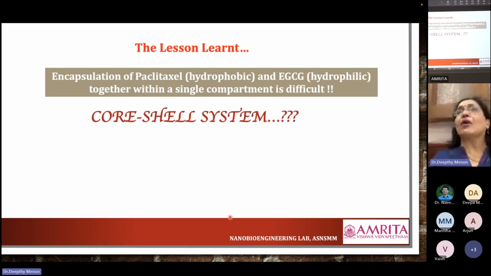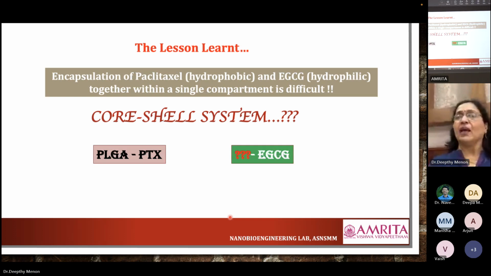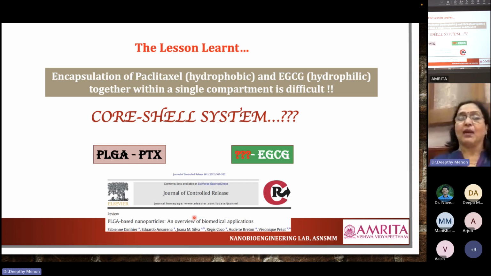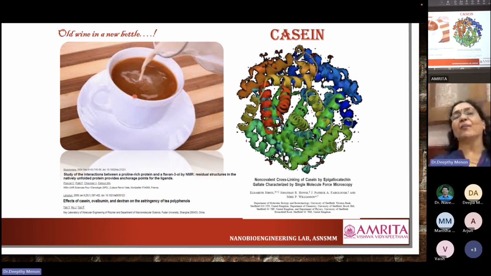So that made us think about a core-shell system. Put one drug in one compartment, put another drug in another compartment. I already know, I have used PLGA extensively to encapsulate paclitaxel because both are hydrophobic. Now, I have green tea. What do I use as a carrier for green tea? That brought us to the milk and tea combination. We are trying to use this old wine in a new bottle.